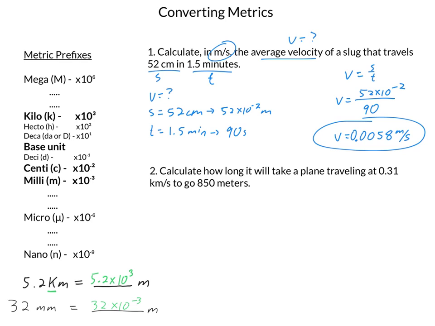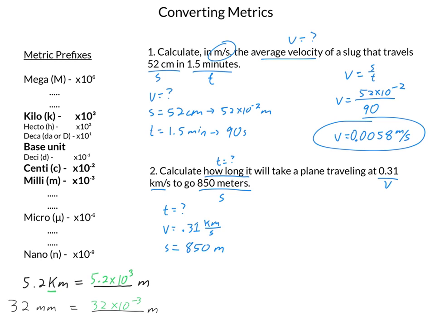All right, number 2, calculate how long. That means, like we talked about in our previous video, we're solving for time. How long it will take a plane traveling 0.31 kilometers per second. Hold on. That is a displacement, kilometers, divided by a time, seconds. This is a velocity here. To go 850 meters. That is a displacement. So let's make our variable bank.